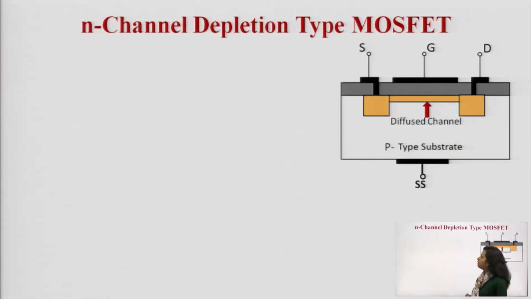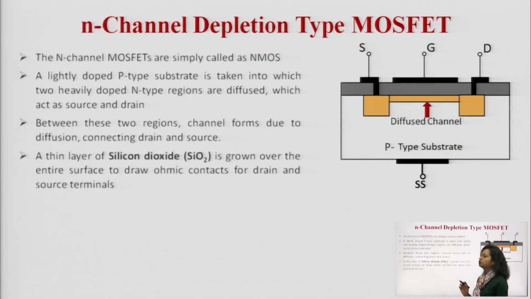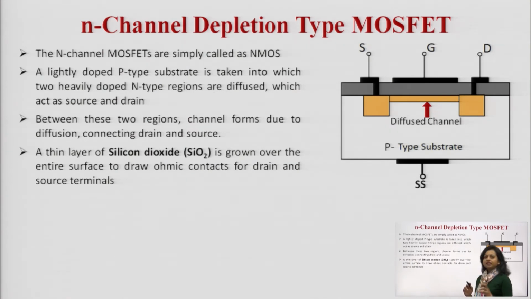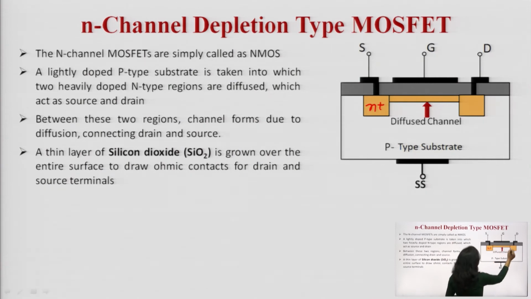Now let us discuss the N-channel depletion type MOSFET. What do you mean by this N-channel depletion type MOSFET? You can see in this particular diagram, as I have told you, a P-type substrate is taken upon which highly doped N regions have been created. These are for the source and drain. This is source, this is gate, and D is drain.